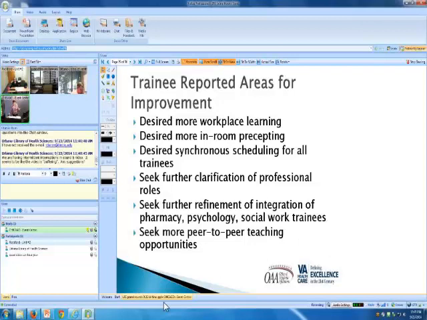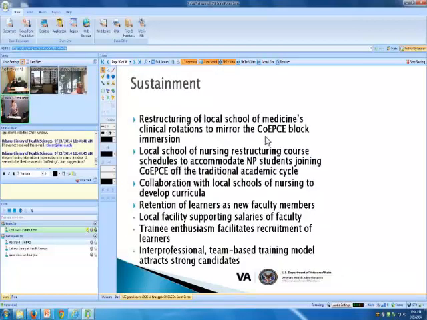And they want more peer-to-peer teaching opportunities, and some sites have excelled in this more than others, where it'll be the trainee who gives the grand rounds, it'll be the trainee who leads journal club, not the faculty. So we've certainly made some efforts with that. So we've had some sustainment examples.